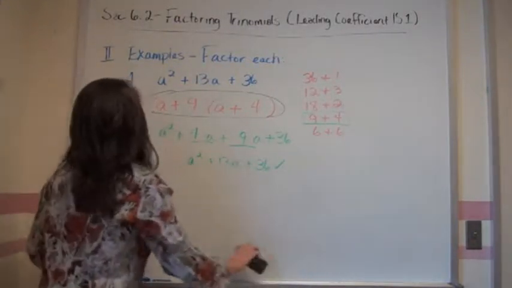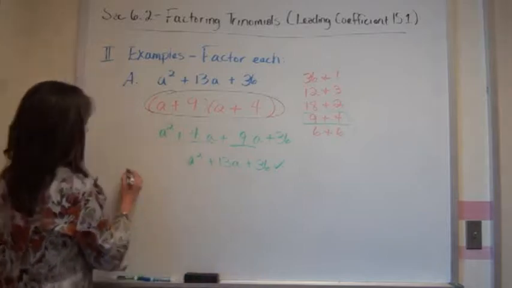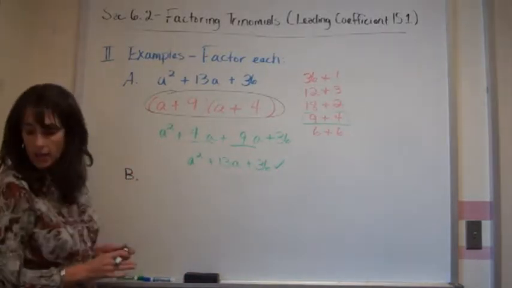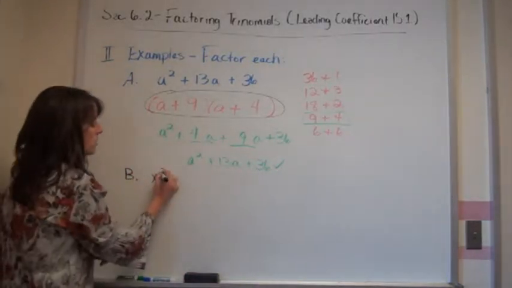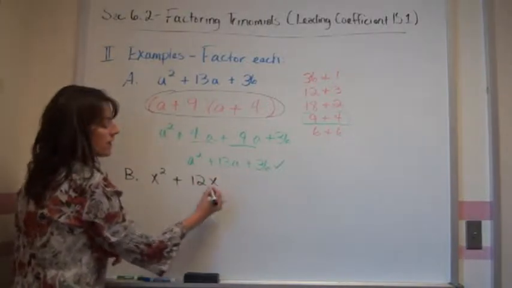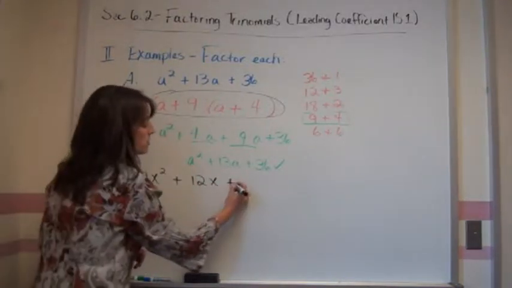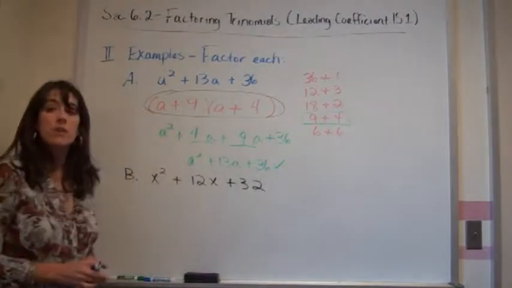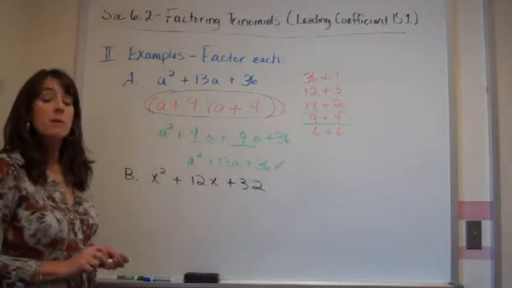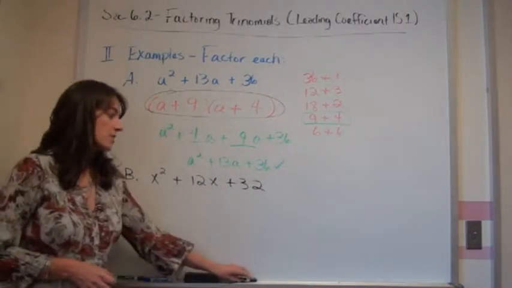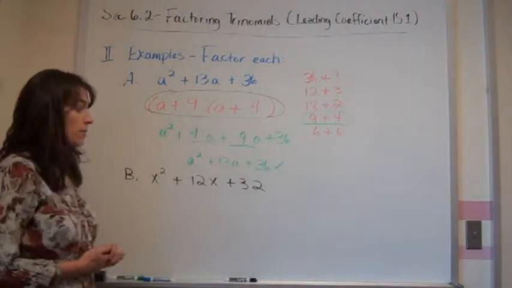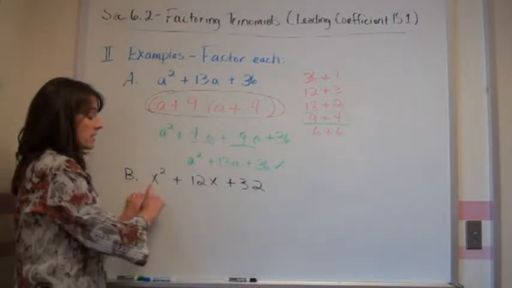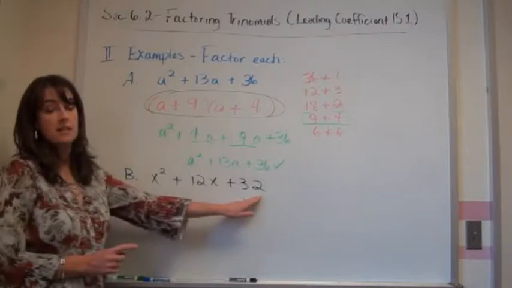Okay, let's try another one. Just write it down here. I'm going to go with an x squared plus a 12x plus a 32. Doing the very same thing, I'm going to factor it. And remember, you always look first to see, is there something common that you can divide out before you do anything else? Now, I can take x's out of here, but I cannot take an x out of here.